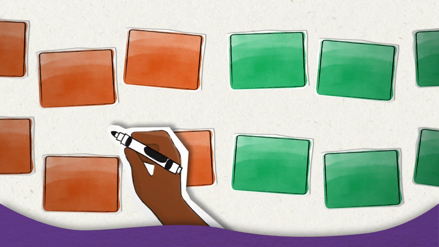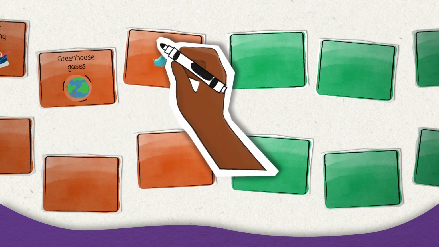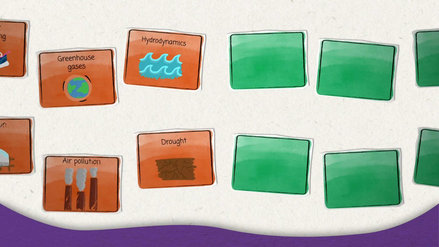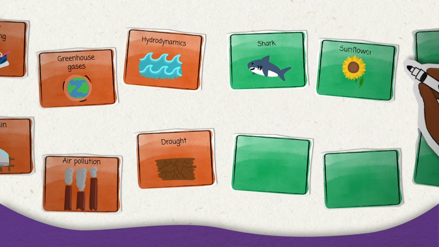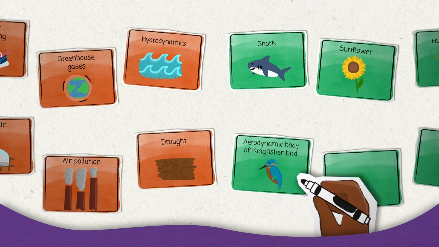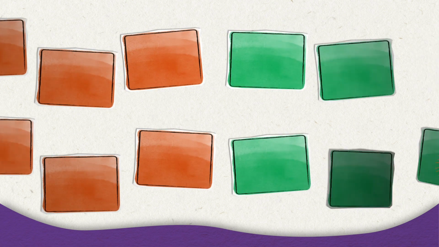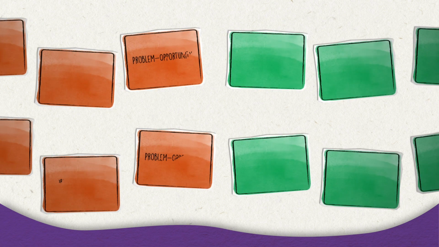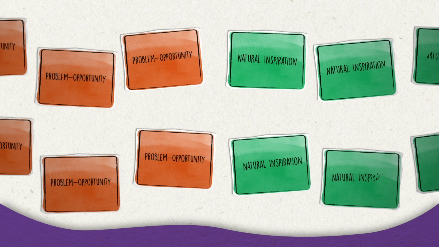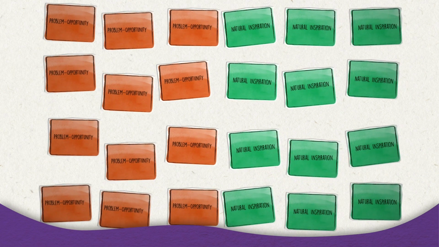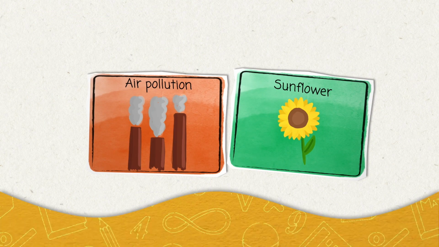On one set of cards, sketch symbols and words that show one real-world problem per card. On the other set of cards, sketch or write possible solutions that come from plants, animals, and the environment. Next, label the back of the cards by type, either problem opportunity or natural inspiration. Now, turn them sketched side down and randomly pull a card from each set to form unlikely pairs.